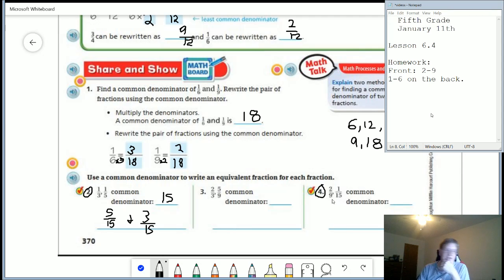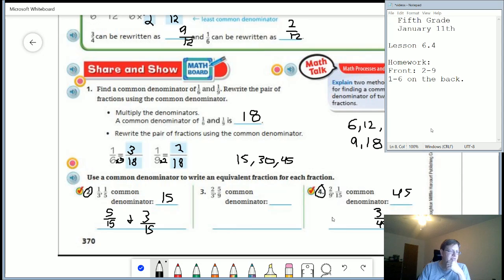For this one, if I make my list, let's do that here where I can kind of have this in the middle of the screen. 15. I can't count by 9s to get to 15. Now we've got 30. I cannot count by 9s to get to 30. Then we have 45. I can count by 9s to get to 45. 9 times 5 would give me 45. So I've got 3 times 15 to get to 45.